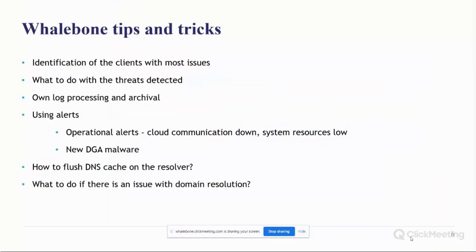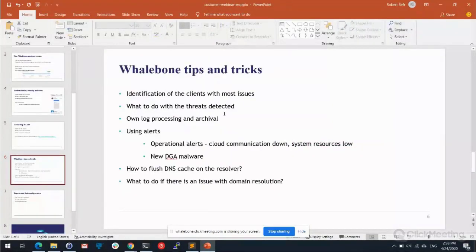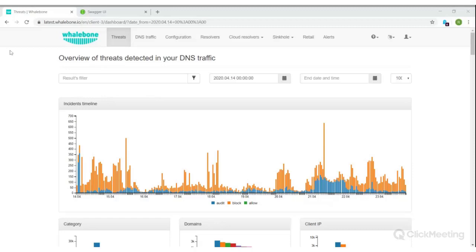Okay, this is regarding the API, and a few tips and tricks. There are several points that I think are worth mentioning. Let me just switch to some anonymized data. I can show you how to investigate some particular issue, and how to find, for example, the clients, the IP addresses with most issues in your network. So this is a customer. It's a small internet service provider.